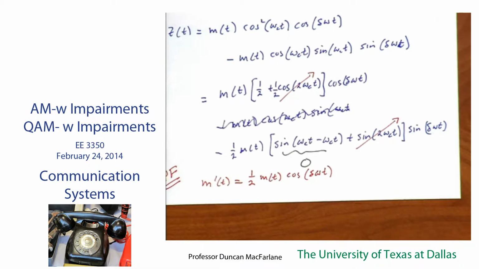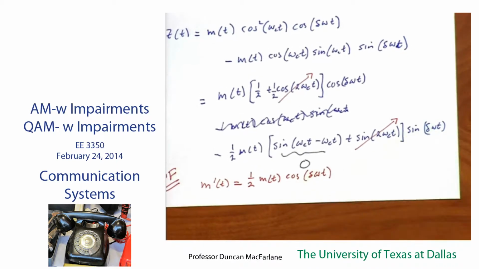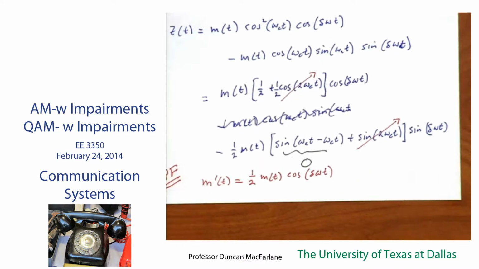If del omega is equal to 0, the cosine of 0 is equal to 1, and I reduce back down to my perfect case. But the whole point of doing this was to say, what is my tolerable level of del omega? So this is a bit challenging. How do I interpret that cosine of del omega t? We want it to be close to 0.